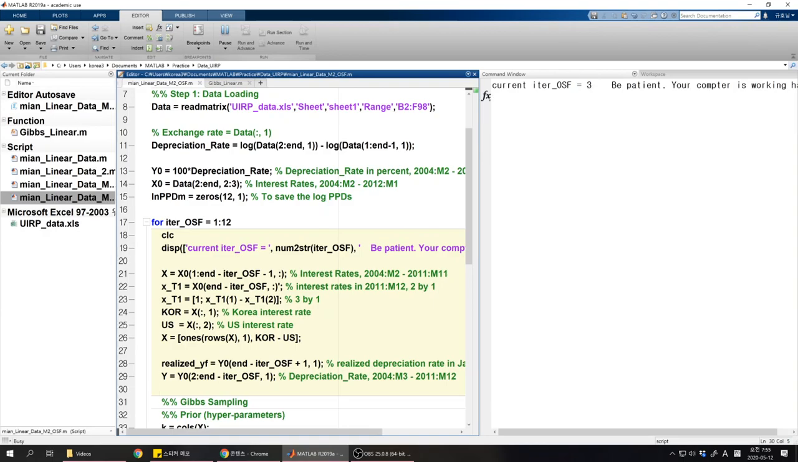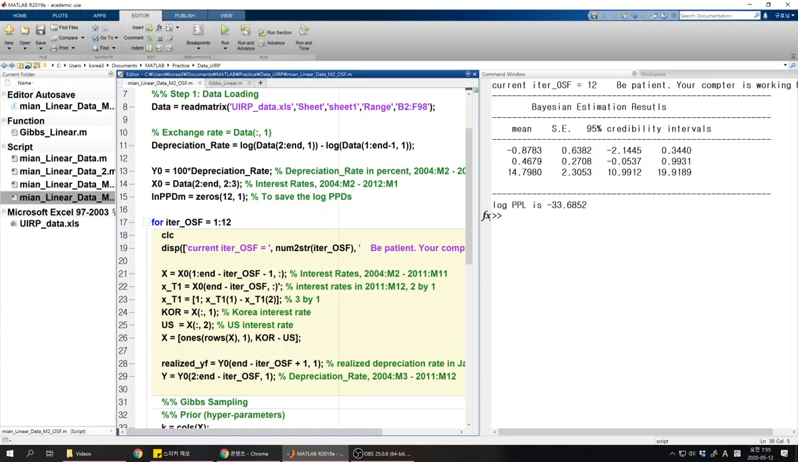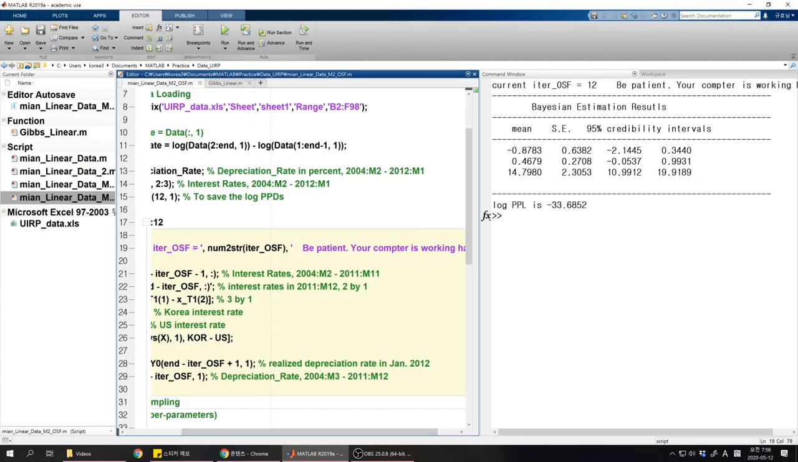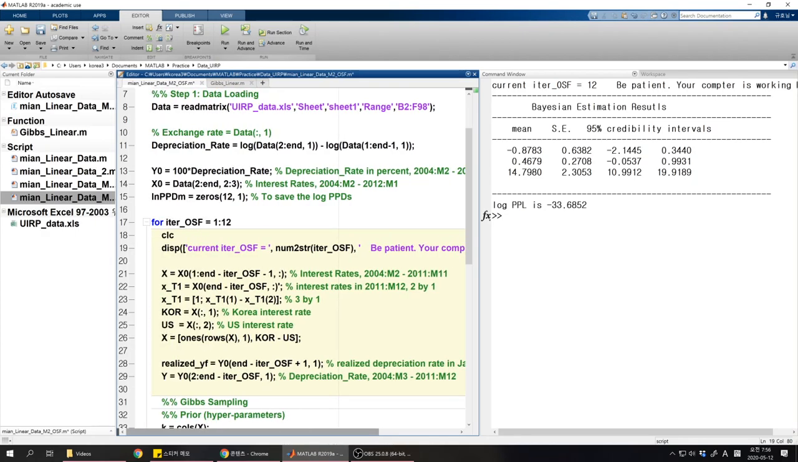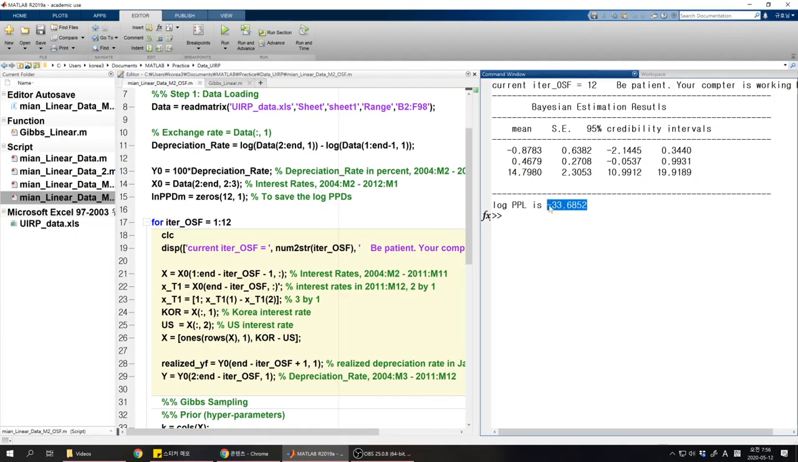Yeah, it's running. Oh, here's a typo. Yeah. Here minus 33.6852, right? So quite similar, right? Models 1 and 2 are performing very similarly, right?